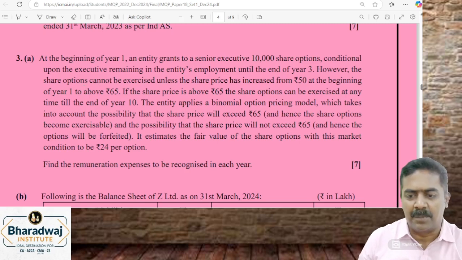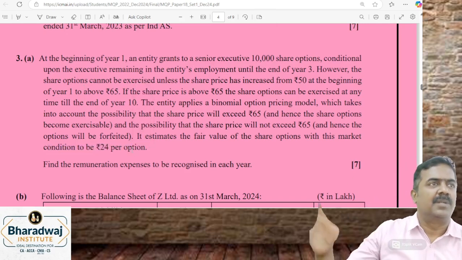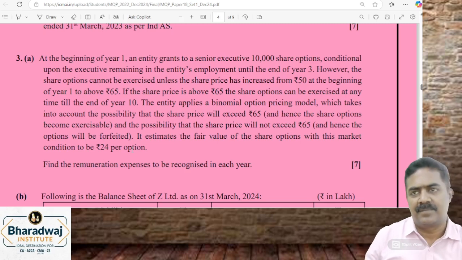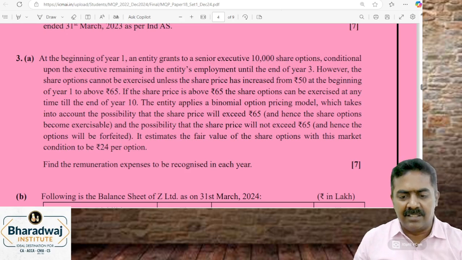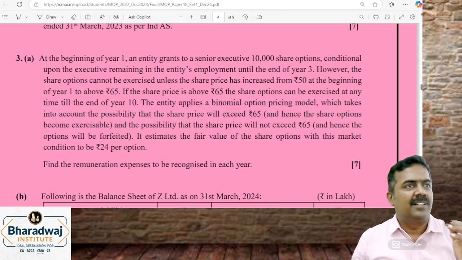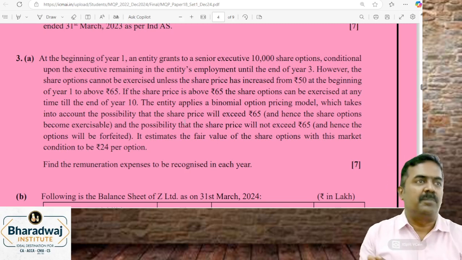ரொம்ப simple. How many options? 10,000 options. Into what is the fair value? 24. 1/3, 1/3, 1/3. Calculate expense to be recognized each year கொடுத்திருக்காங்க. இதில் எது important? 10,000 into what is the fair value of the option? அதாவது இது எதுக்கு இந்த ரெண்டையும் கொடுத்திருக்காங்க? அதாவது I consider both the thing.